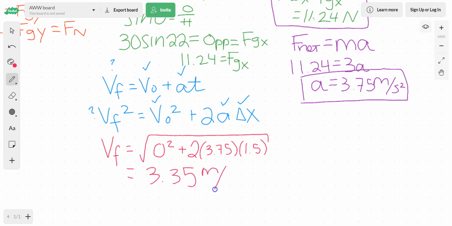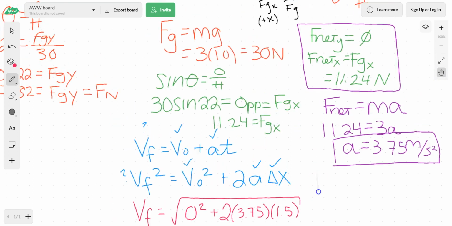You get a V final of 3.35 meters per second. So at the end of this acceleration, your object at the very bottom of the ramp will be traveling at a speed of 3.35 meters per second. So that's how you solve it if there is no friction. If there is friction, it gets a little complicated.